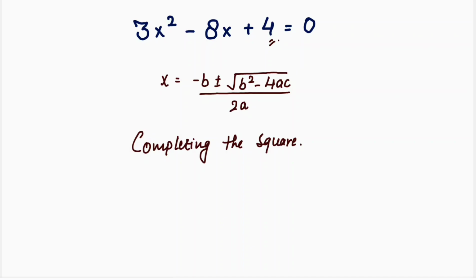Start by moving the constant term to the right. Then make the coefficient of x squared 1. So divide the entire series by 3.